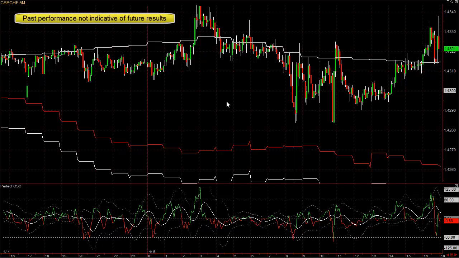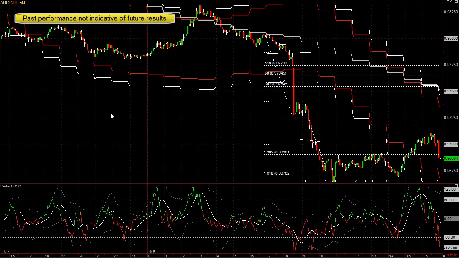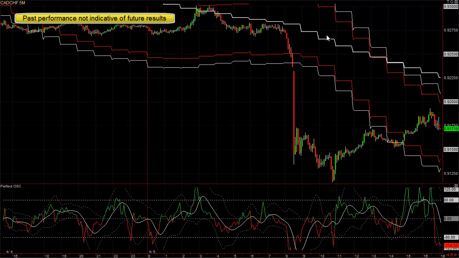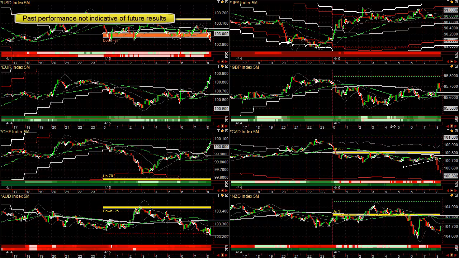I'm sorry, not the pound Swiss, Australian Swiss. We already showed that went down. And then the other one was the CAD Swiss. Weak CAD, strong Swiss, 8 o'clock, boom, just collapsed. And what I meant to show on there is the pound versus the CAD.